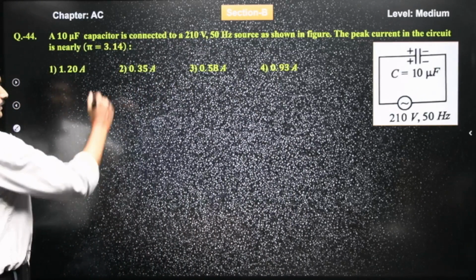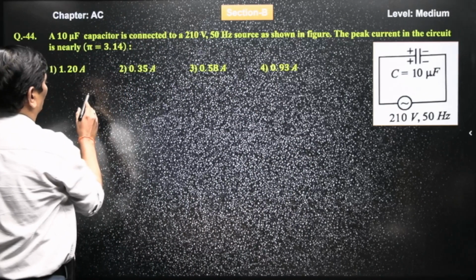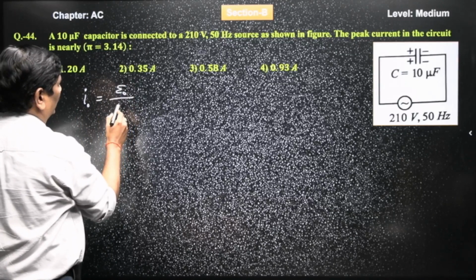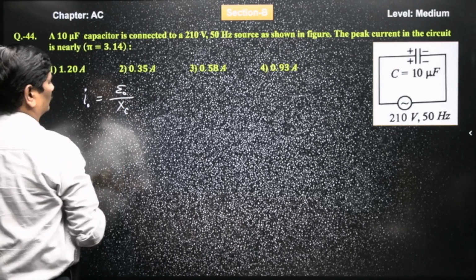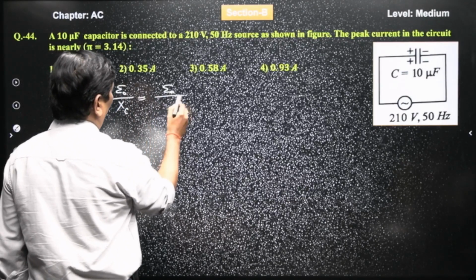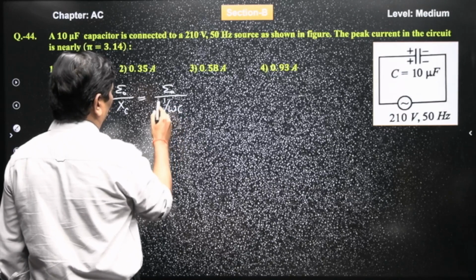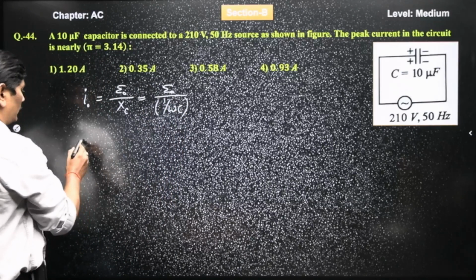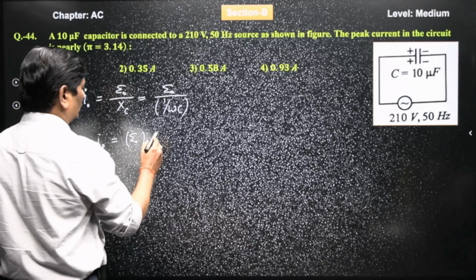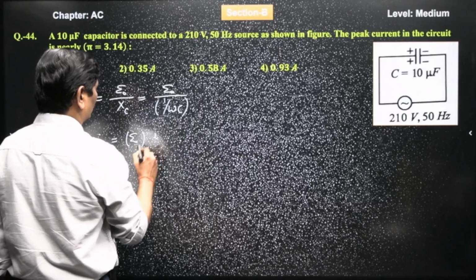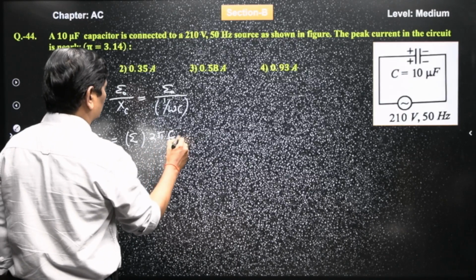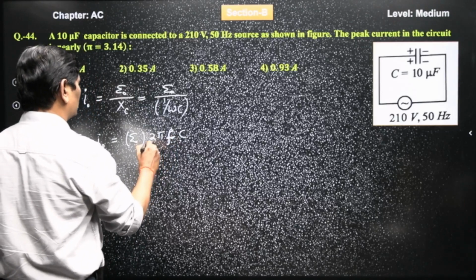In this type of circuit, peak current I naught is E naught divided by XC, the capacitor reactance, that is E naught by 1 by omega C. So peak current is equal to peak voltage into omega C. Omega is 2 pi f into C.